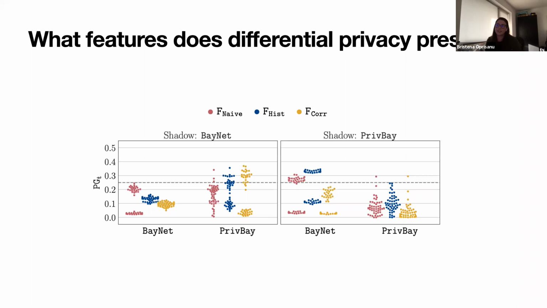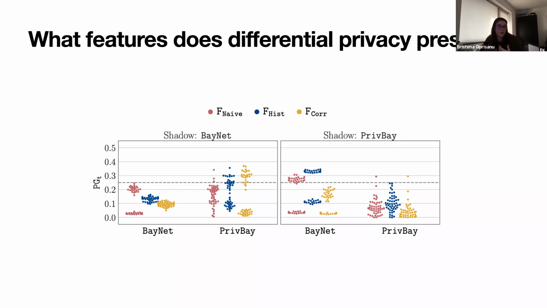So the next thing we did in order to observe this is that we tried to change the shadow models that the adversary trains in order to get the privacy gain. First we use as shadow model the Bayesian network, and then try to see what the privacy gain is both on the Bayesian network and on the Bayesian network with differential privacy.